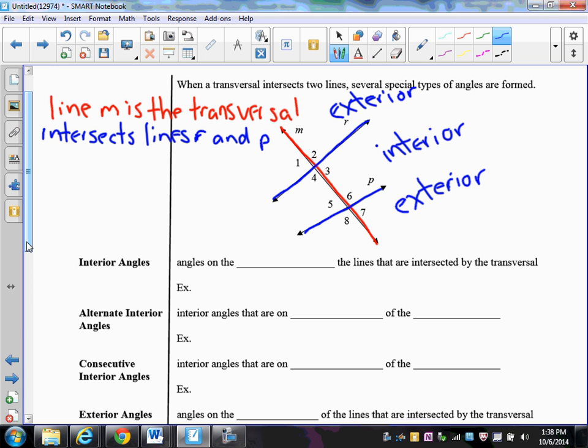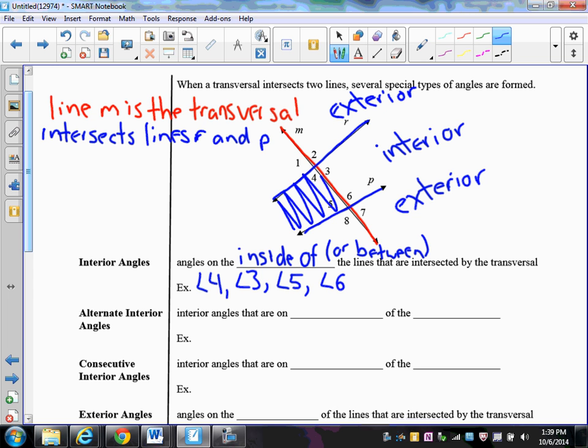So interior angles are angles on the inside of, or between, the lines that are intersected by the transversal. So we have 4 angles that are on the interior. That's angle 4, angle 3, angle 5, and angle 6. So I'm going to do this and then I'm going to erase it. This right here is the interior. Do you see how I touched 4, 3, 5, and 6? Those are interior angles.